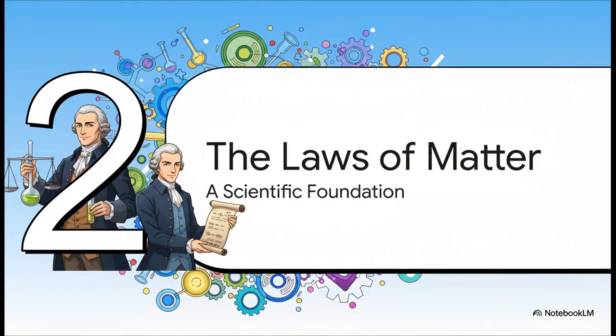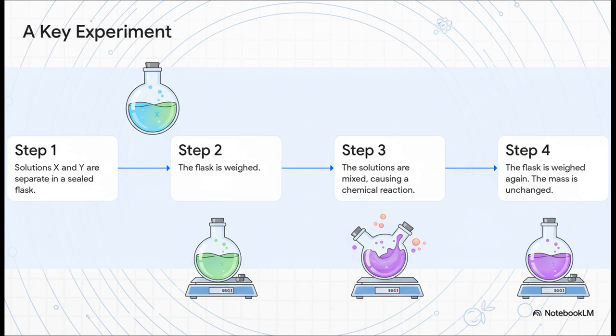So, how do you make that jump from just an idea to actual hard science? Well, it all started with some really careful, really meticulous experiments by pioneers like Antoine Lavoisier and Joseph Proust. They were the ones who started to lay a real scientific foundation. Okay, check this out. It's a brilliant experiment that shows the first major breakthrough. You've got a sealed flask, and inside you have two different solutions. Let's call them X and Y, but they're kept separate. First thing you do, you weigh the whole setup.